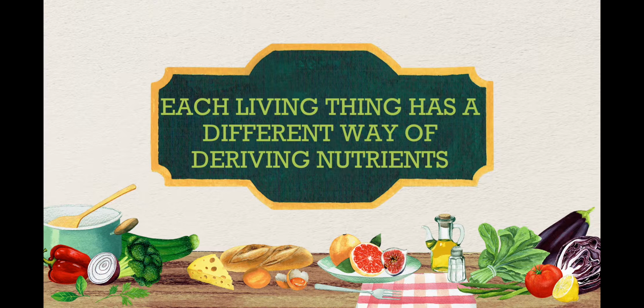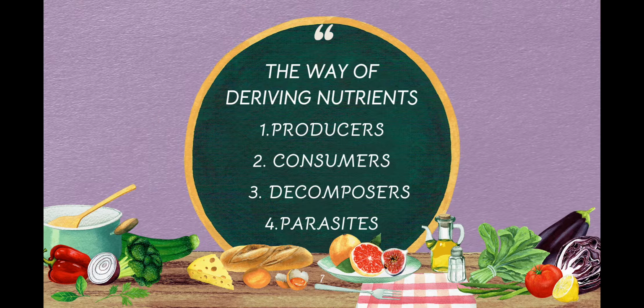Now, each living thing has a different way of deriving nutrients like producers, consumers, decomposers and parasites. So these are the ways of deriving nutrients.